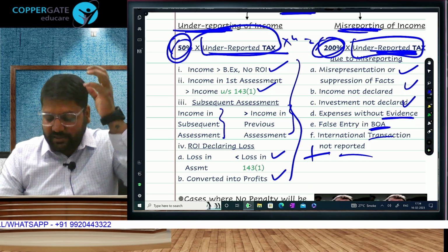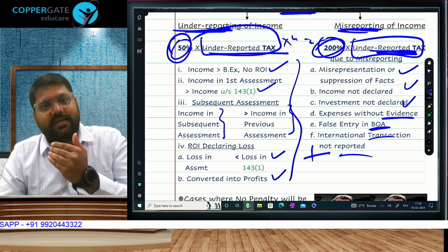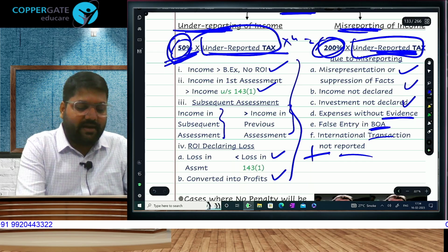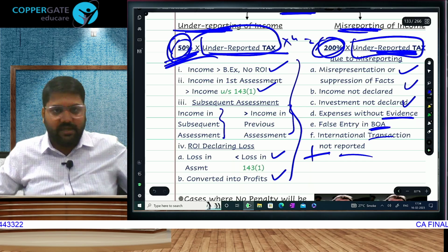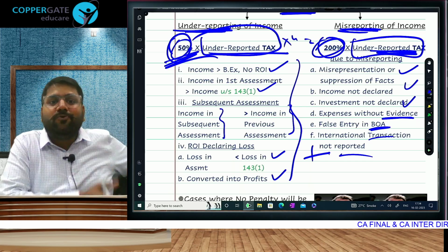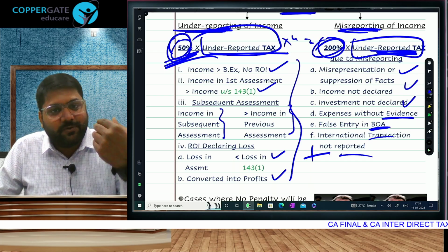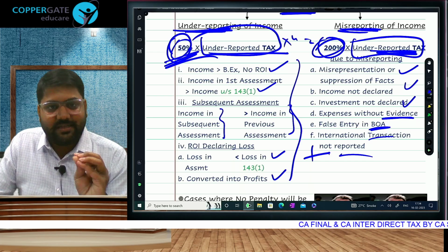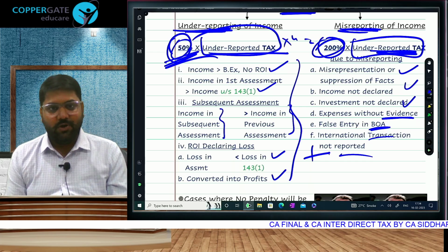So accordingly, what the institute over the years has done is give a suggested answer calculating penalty at half. Look, first step is underreported income, same in all cases. Second step is underreported tax, same in all cases. Third step, we do half or double. The institute also does not know the answer. So in the suggested answer, they do half, assuming no misreporting.